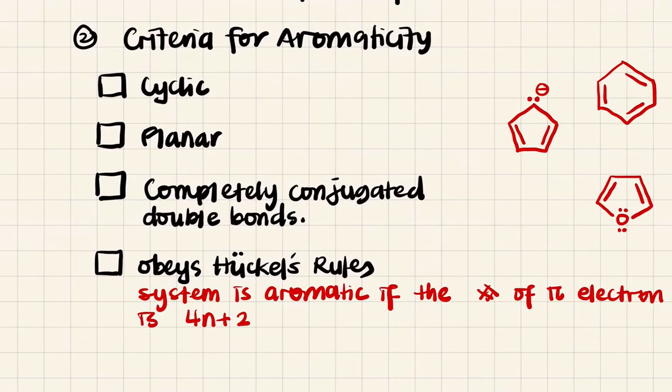So here we have a furan. Furan is also an aromatic compound because it is cyclic, planar, and completely conjugated. And it obeys Huckel's rule because it has 1, 2, 3, 4, 5, 6 electrons.